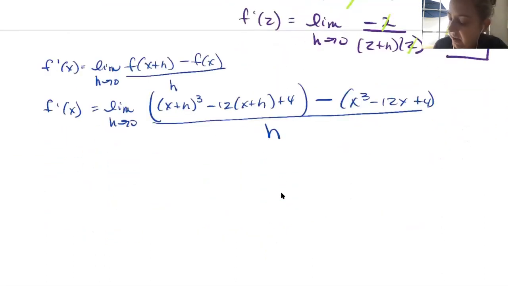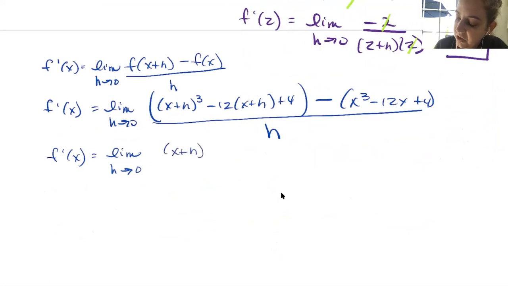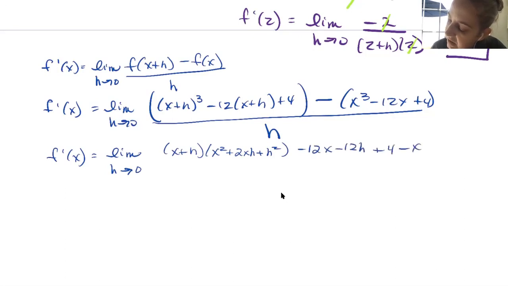Now, the x plus h cubed, you have to FOIL it out twice, or if you look up your sum of cube rules and all that other stuff, but I'll FOIL it out twice for you. So this is x plus h, and x squared plus 2xh plus h squared. I'll distribute that negative 12, so negative 12x minus 12h plus 4. I'll distribute this negative, negative x cubed plus 12x minus 4.